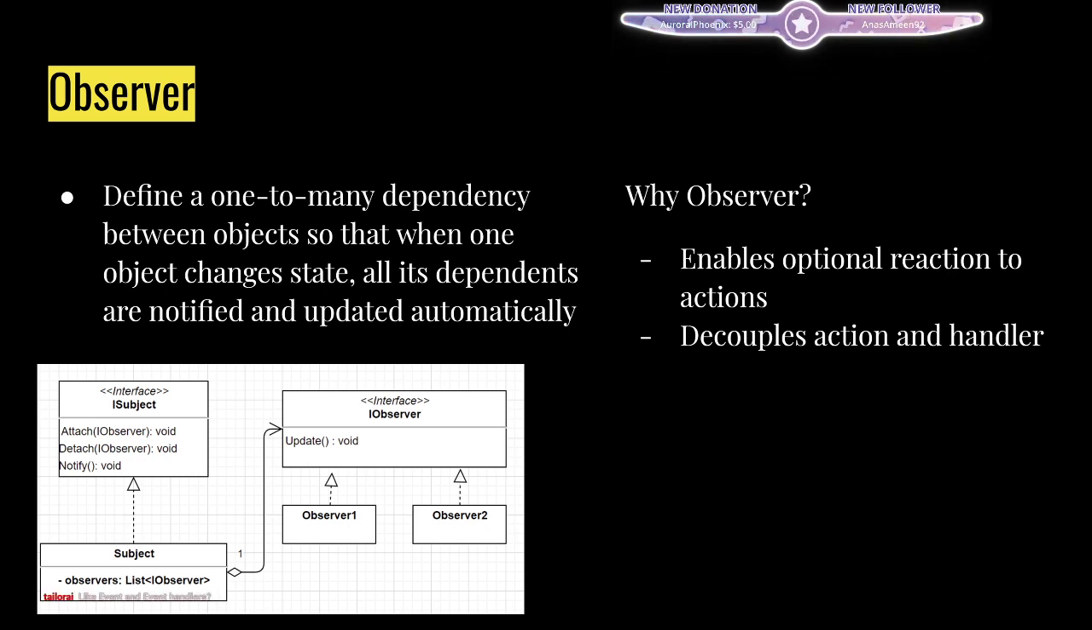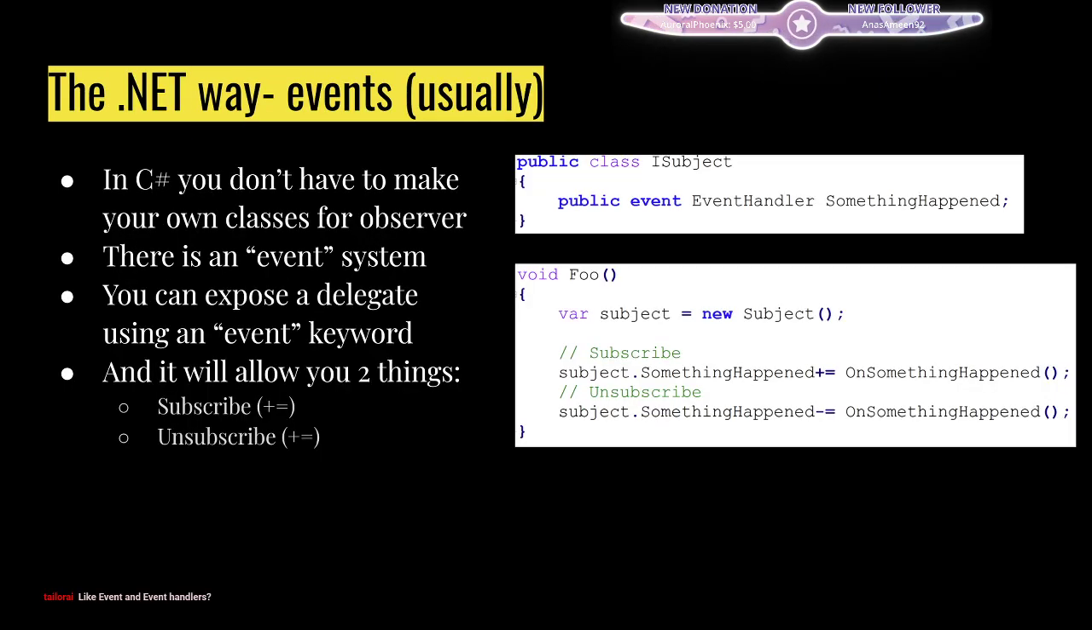So why would you ever want exactly like events and event handlers? I'll get back to that soon. So why observer? It enables optional reaction to actions, and it decouples action from handler. And yes, in .NET, the observer pattern is pretty much events. You still might need the observer pattern in extremely complex situations, but I would say in 95% of scenarios or more, events are good enough.